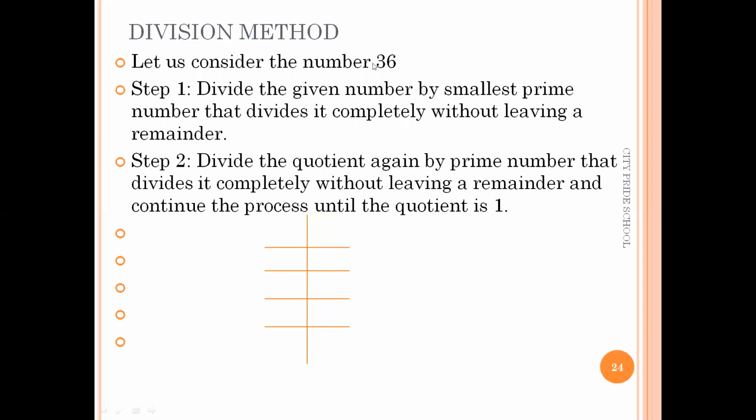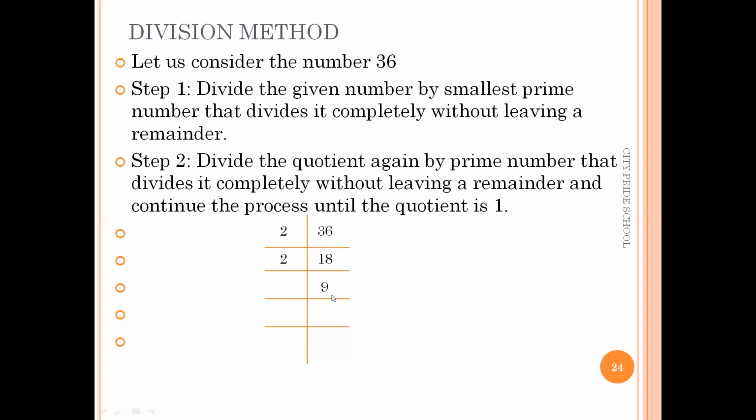Now, here we are considering the number 36. So we have to write 36 here. Now we have to divide 36 by the smallest prime number. Now 36 is an even number, right? So we can divide it by 2, and 2 is a prime number. So when we divide it by 2, we get 18 2s are 36. Now we have to again divide 18 by the smallest prime factor. Again, 18 is an even number, so we can divide it by 2. So when we divide it by 2, we get 2 nines are 18.